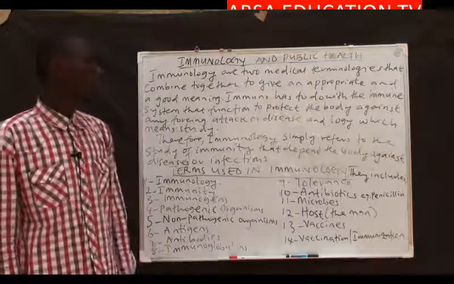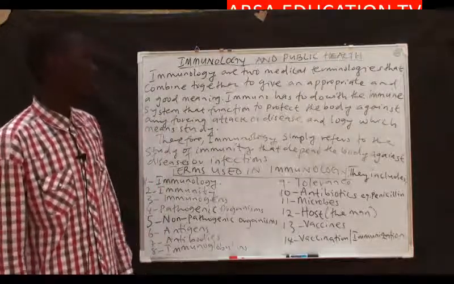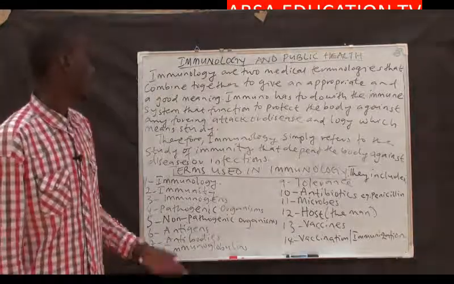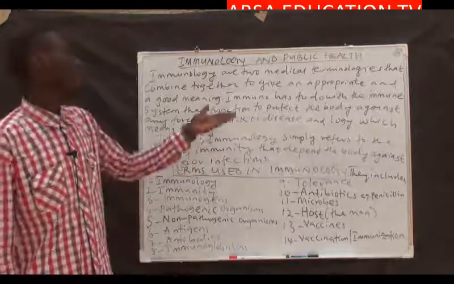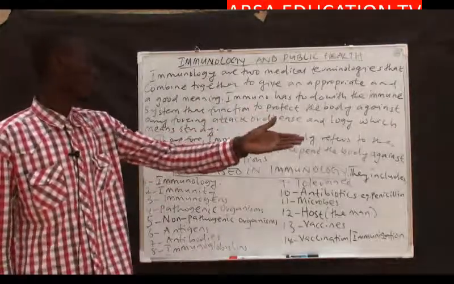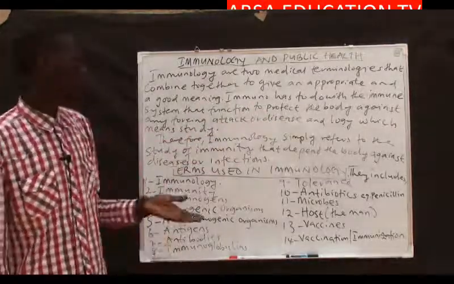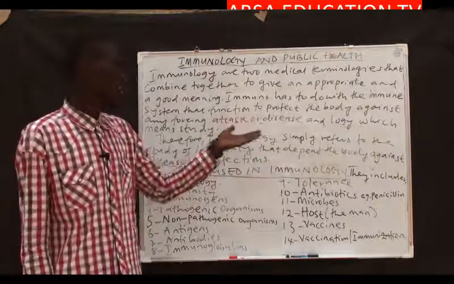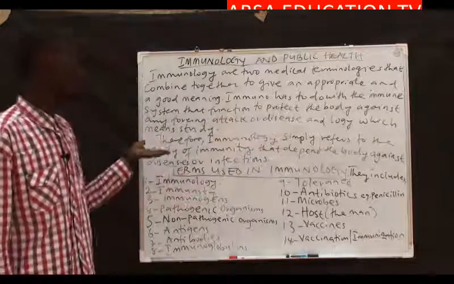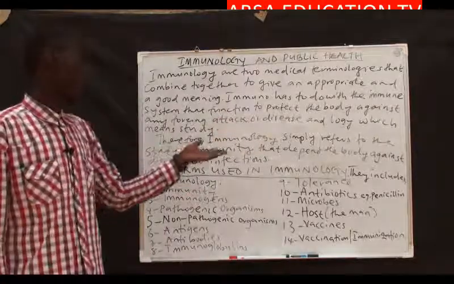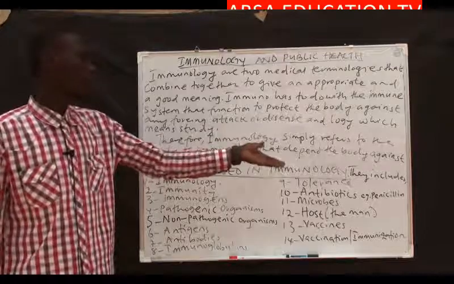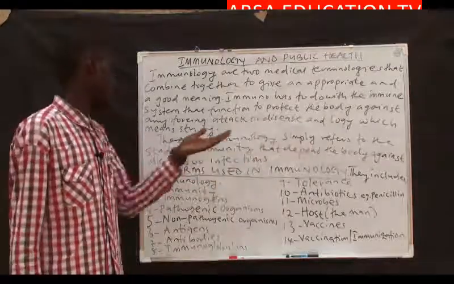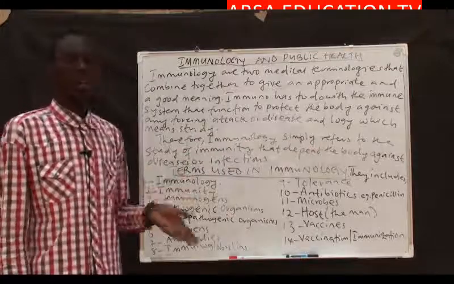Immunology is made of two medical terminologies that combine together to give an appropriate and good meaning. Immuno has to do with the immune system that functions to protect the body against any foreign attack or disease, and logy means study. Therefore, immunology simply refers to the study of immunity that defends the body against diseases or infections.